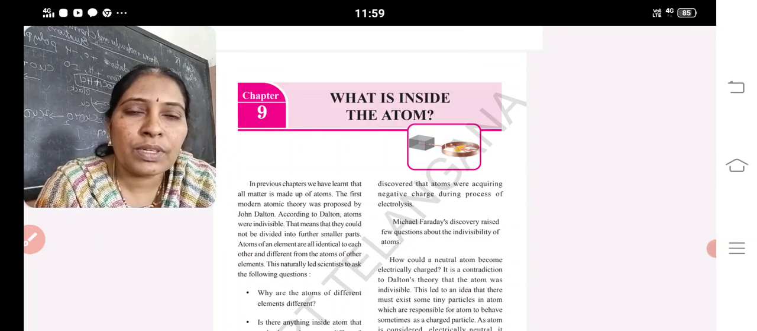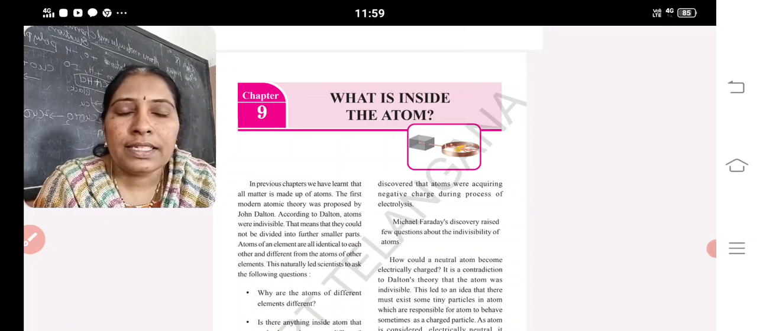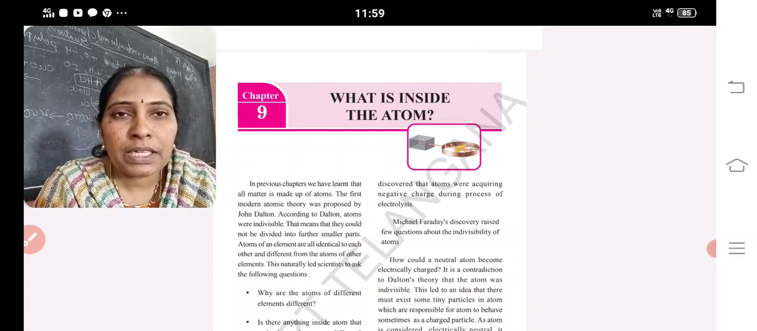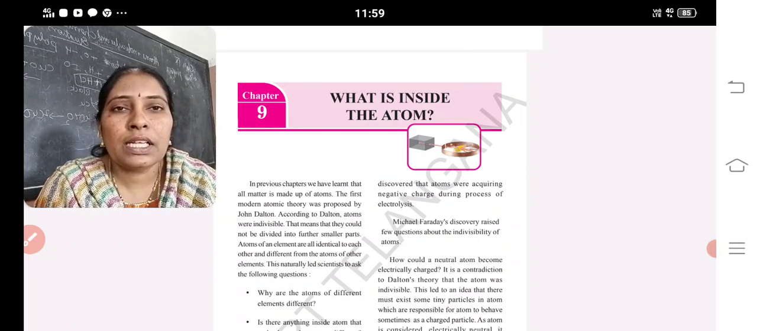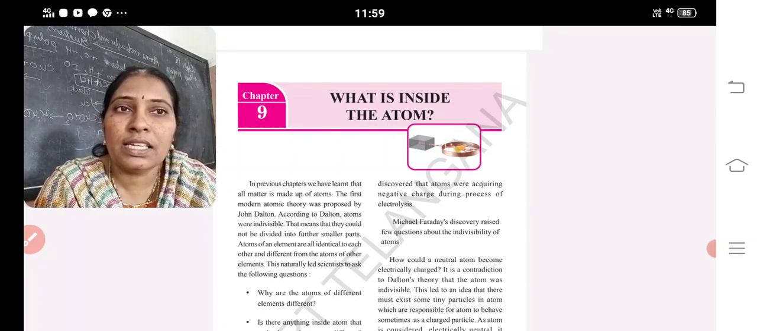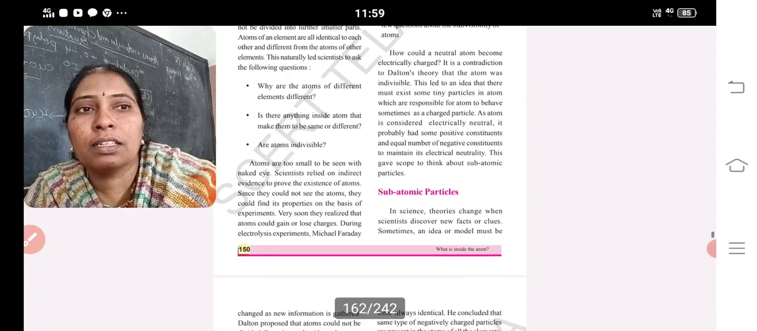Already we discussed atomic structure, atoms, molecules and chemical reactions. There we discussed that anything in this world which has mass and occupies space is said to be matter. And matter is made up of tiny particles known as atoms. According to Dalton's theory, atoms cannot be divided further. It is indivisible. But according to Thomson's model, it can be divided further into many subatomic particles. And the most important particles are electrons, protons and neutrons. That is what we are going to discuss, what is there inside the atom.